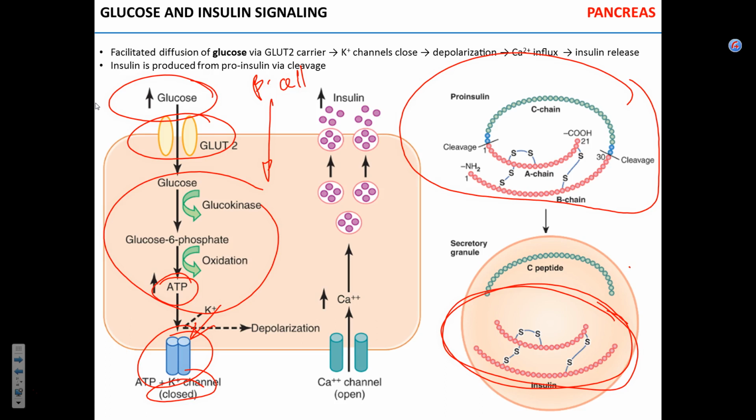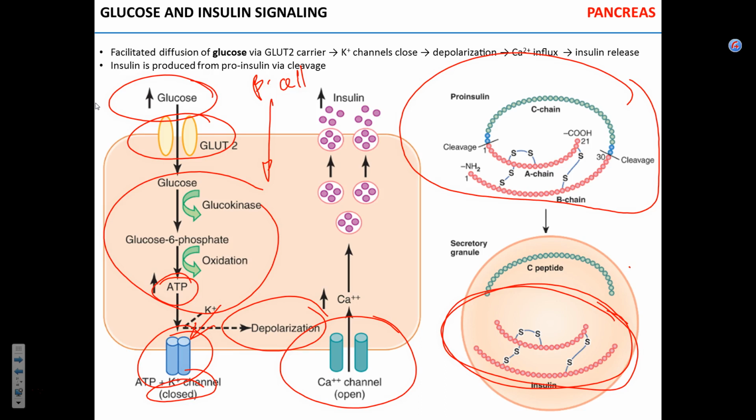Concentrations of potassium are higher on which side of the membrane? Intracellular. So if potassium channel is closed, potassium cannot leave the cell and stays inside the cell. Are we clear so far? Potassium is positively charged. So that positive charge leads to depolarization of the beta cell. Does that make sense? Depolarization of the beta cell, just like with the neuron, leads to the opening of voltage-gated calcium channels. We good?